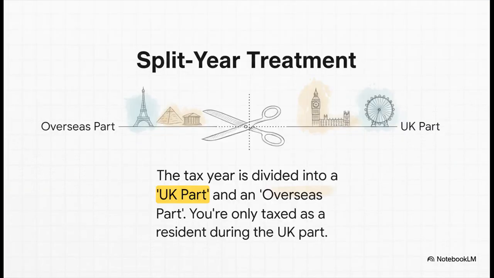And the reason it's a no is because of something called split-year treatment. If you qualify for it, it lets you literally slice the tax year in 2. You get treated as a non-resident for the overseas part of the year and a resident for the UK part. And that protects all the income you earned before you got here or after you left.